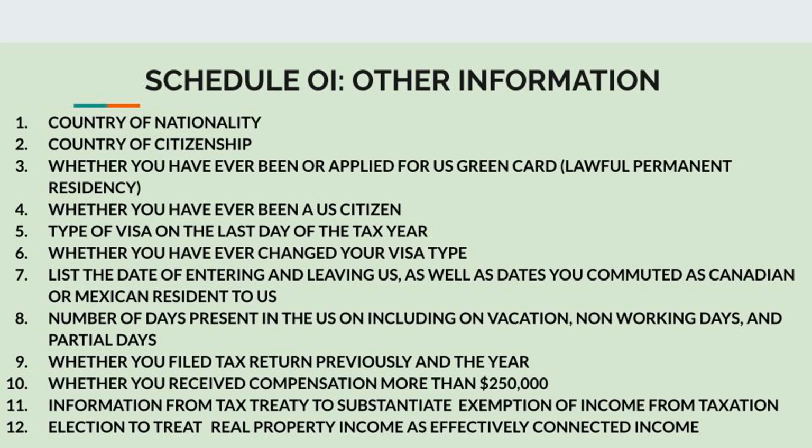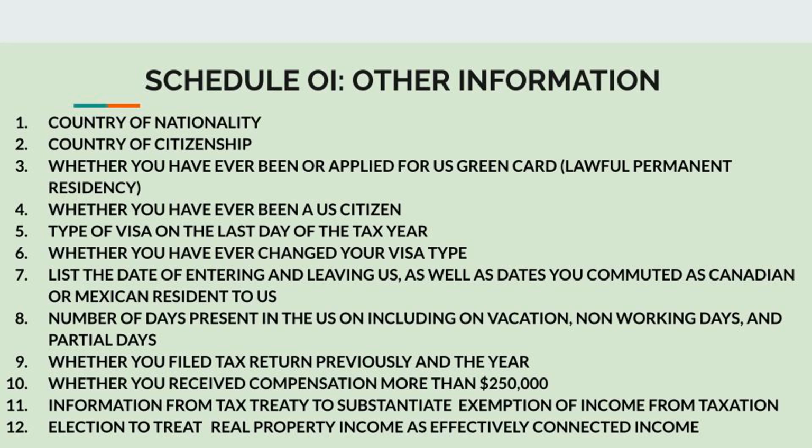Number 8, number of days present in US, including days on vacation, non-working days, and partial days. Whether you filed a tax return previously and the year that you filed it. Whether you received compensation in excess of $250,000. If you're claiming a tax treaty provision against your income, you can include that tax treaty provision in this segment. Then, election to treat real property income as effectively connected income.